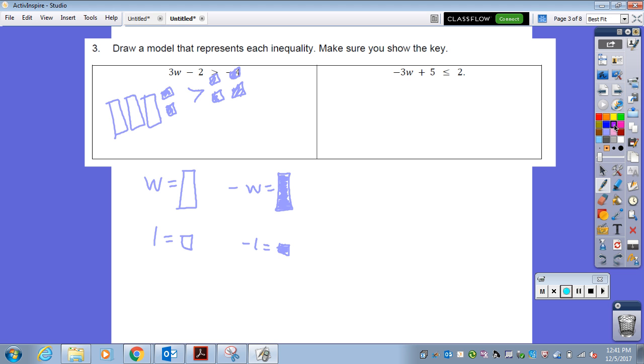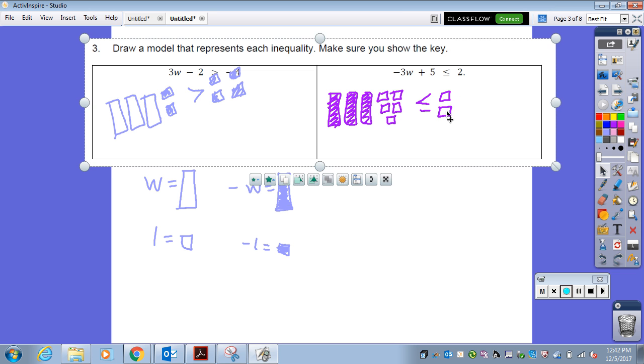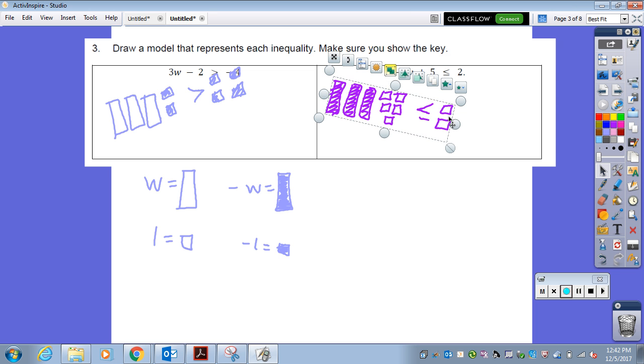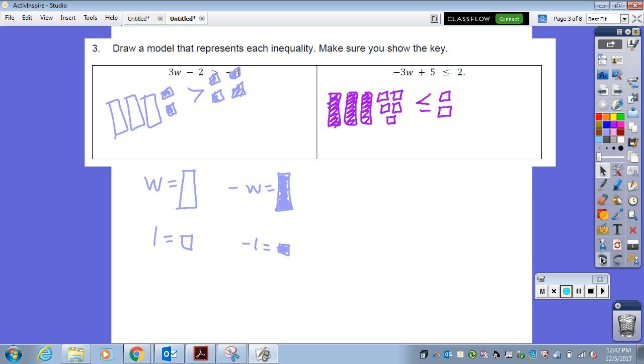Let's do this one over here. Negative 3w is 3 w's, but they're negative, so they're filled in. Plus 5, 1, 2, 3, 4, 5 is less than or equal to 1, 2. Again, if you want to get cute, you can sort of tilt it this way. Since this side's heavier, it goes down more. But, alas, let's just straighten them out. That one could probably be straight also.